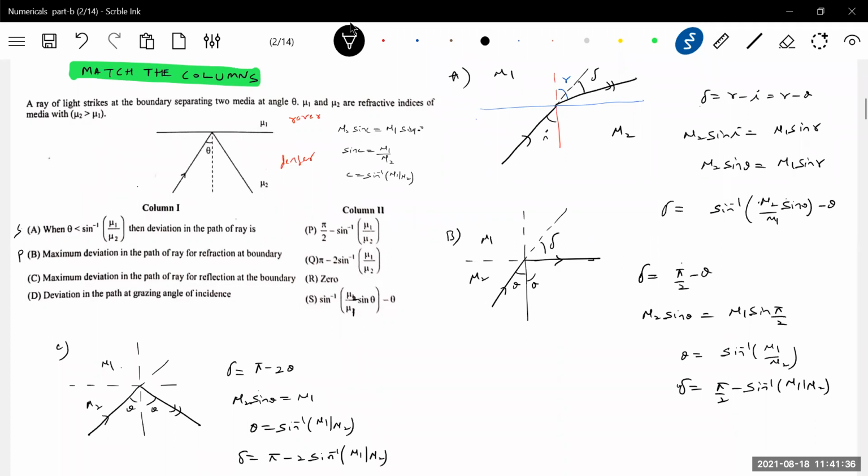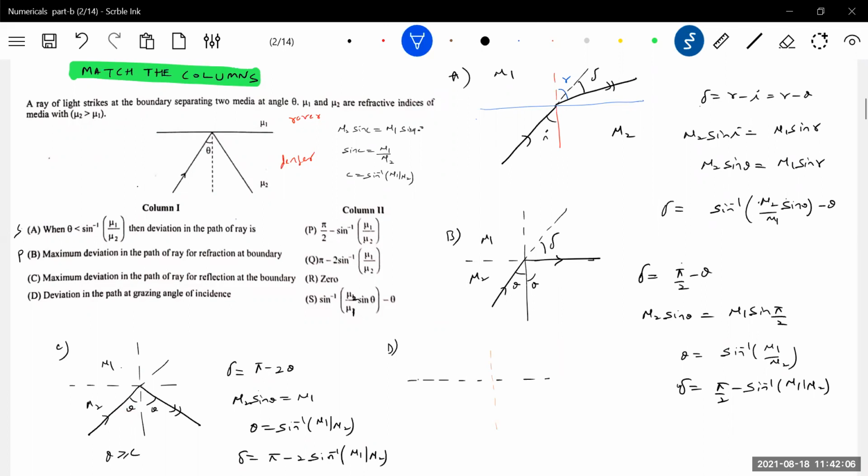Option C, you see how I am applying the sine law: just greater than critical angle, or equal to critical angle. What is theta? Just take theta equal to the critical angle. Deviation in the path at grazing angle of incidence. The last one. Once again, in a very simplified way, just trying to revise all the TIR concept here.